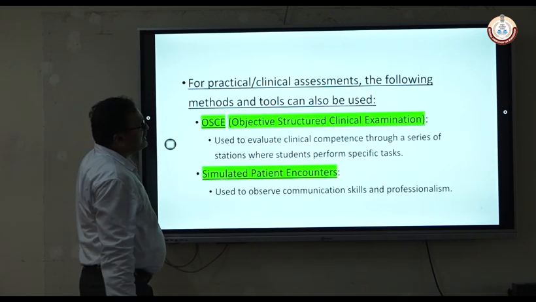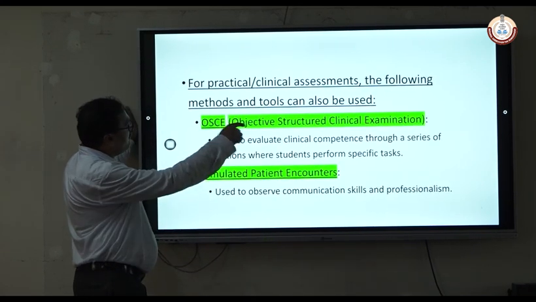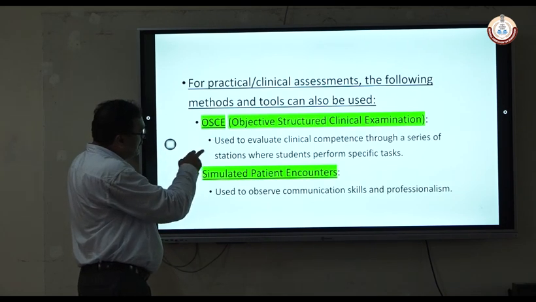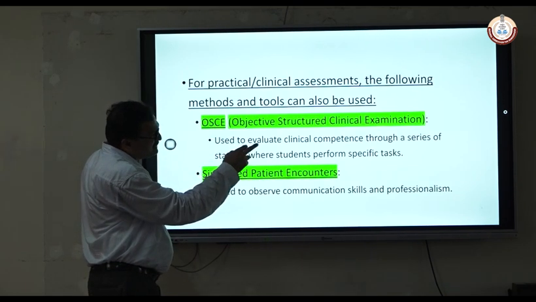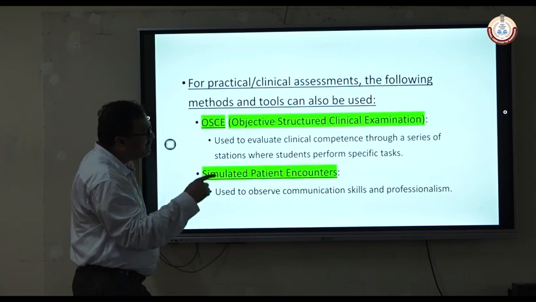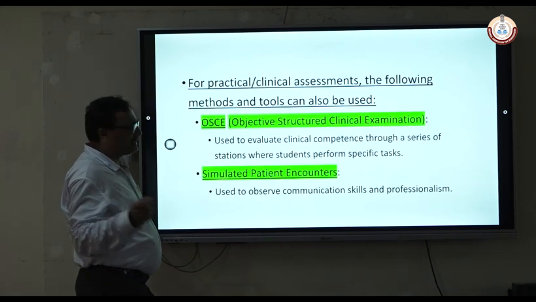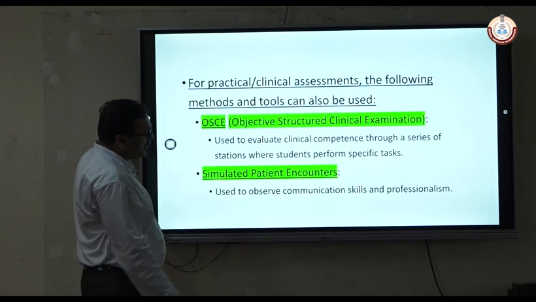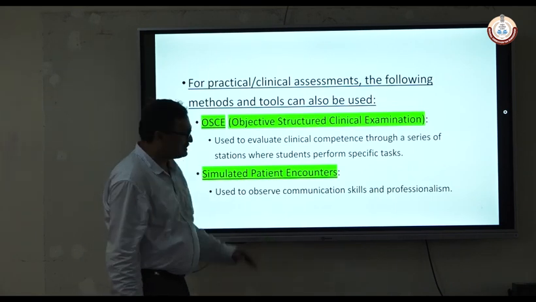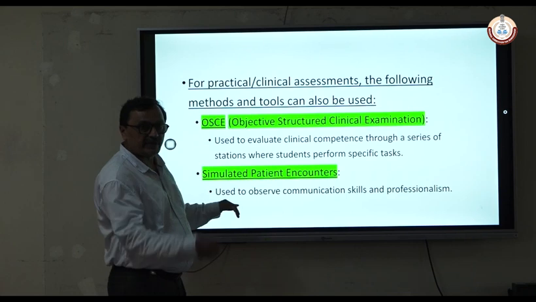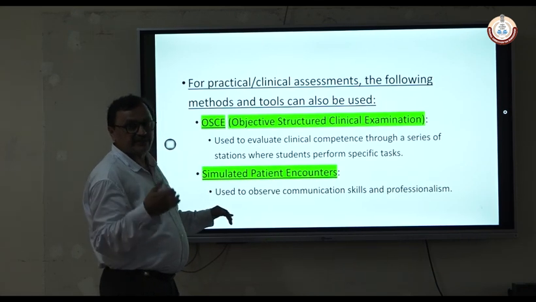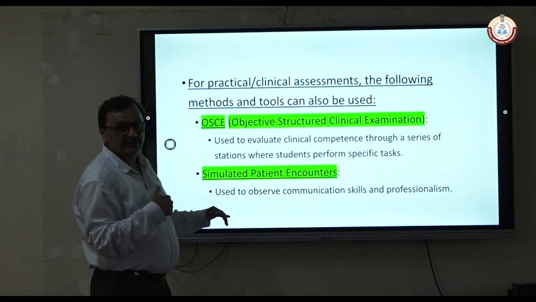For practical examination or clinical assessment, the following methods and tools can also be used. First is OSCE, used to evaluate the clinical competence through a series of stations where students perform specific tasks. And second is simulated patient encounters, used to observe communication skills and professionalism. So here, for example, I will be sitting, the student will be taking my case, and how he communicates with me. Okay, I am the simulated patient.